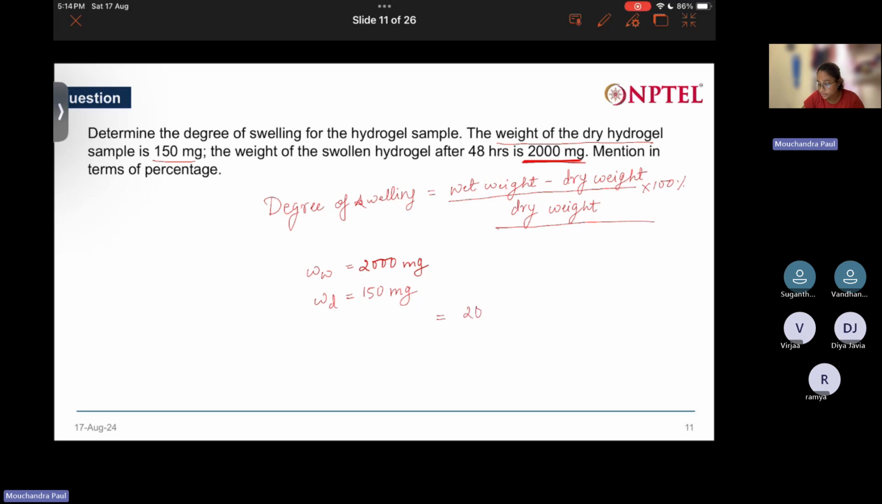So how will we do that? If you're doing it in your rough notebook, let me know. So what's the value you're getting? What's the degree of swelling you are getting? Take a rough notebook, a rough page, or maybe a mobile phone and fit this formula. What's the degree of swelling you are getting?